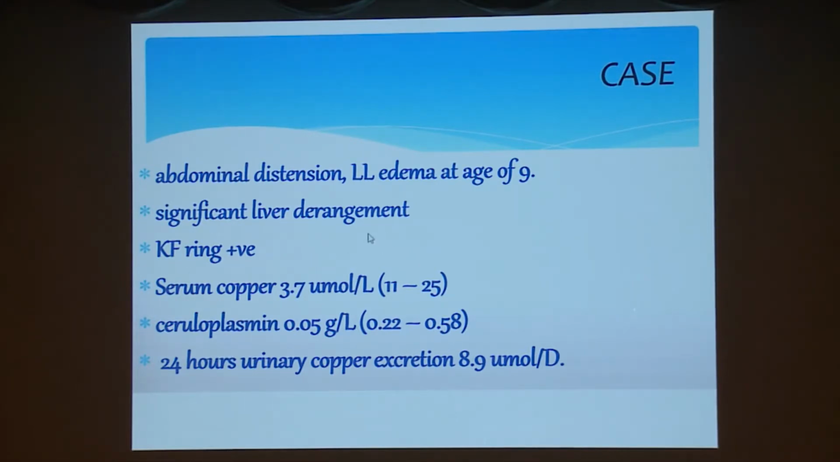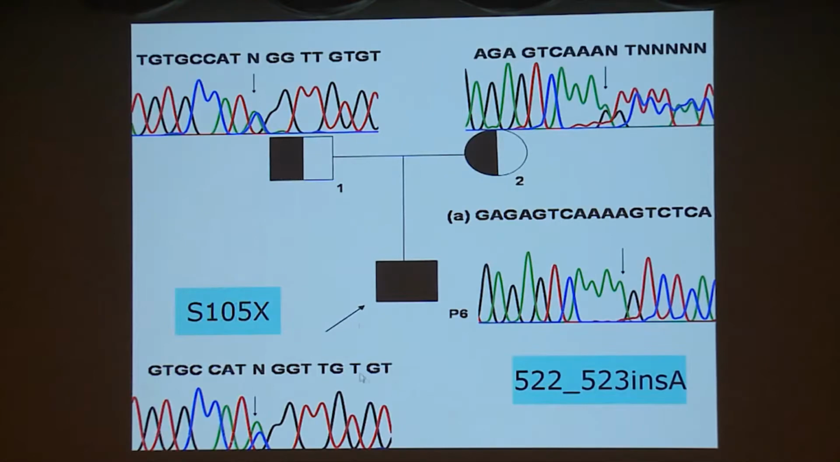This is a 9-year-old girl with abdominal distension, lower limb edema, and significant liver derangement; Kayser-Fleischer rings are positive. Biochemically, you can see undetectable ceruloplasmin and very high urine copper. So this is a bingo, a Wilson disease diagnosis. They referred to us for mutation analysis.